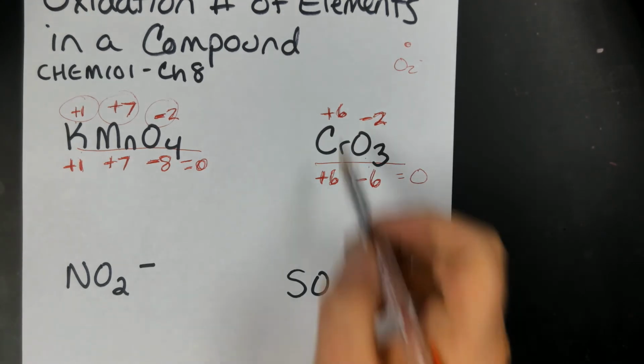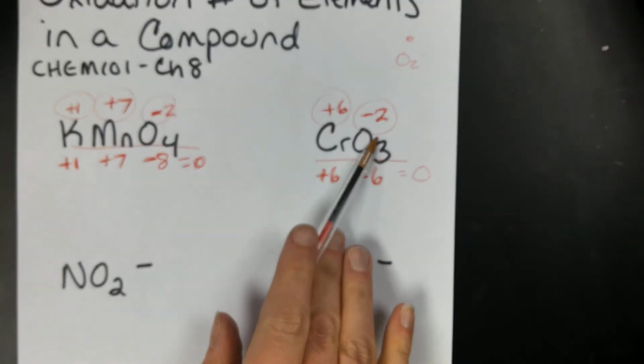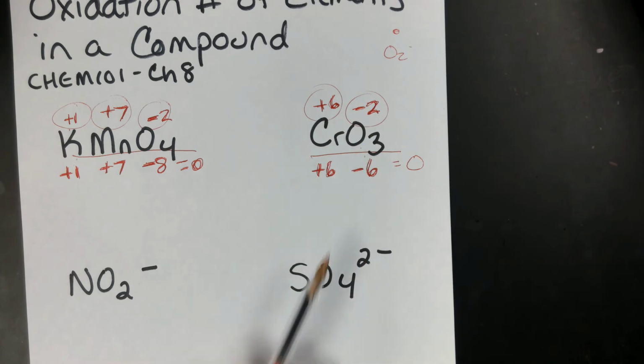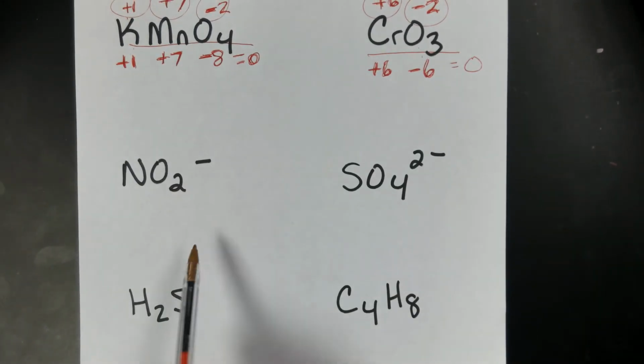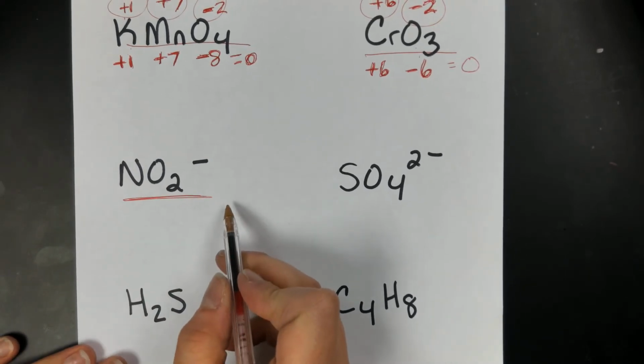All right. So that would be the answer. Chromium's oxidation number for this problem is +6. Oxygen's oxidation number for this compound is -2. Let's go down here. How about NO2-, nitrite? So this one has to total out to -1.